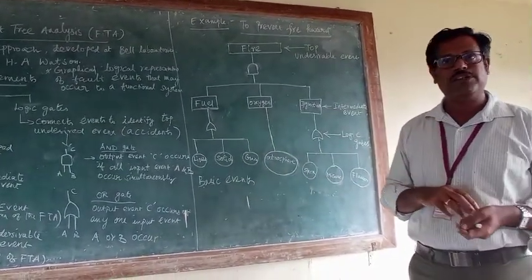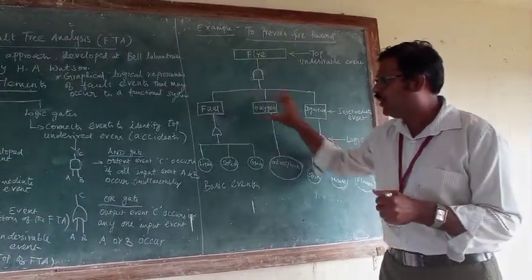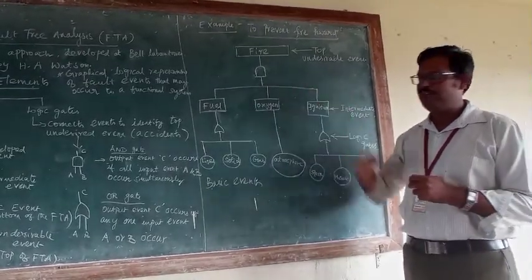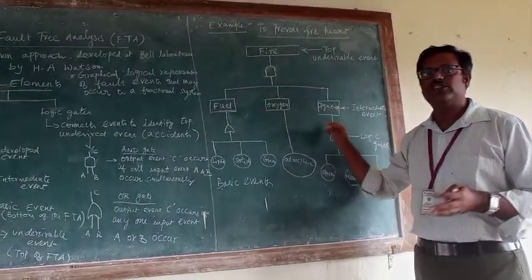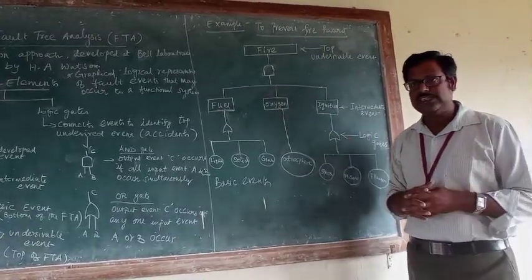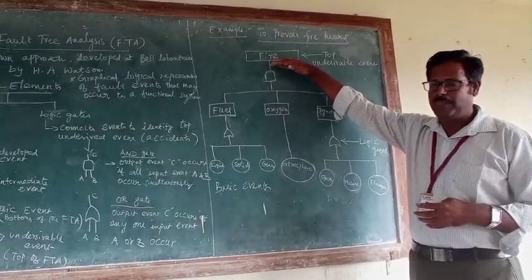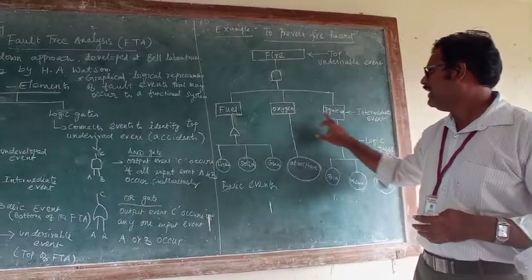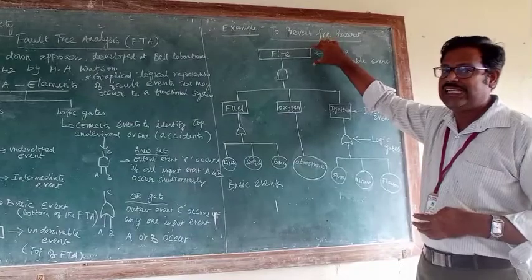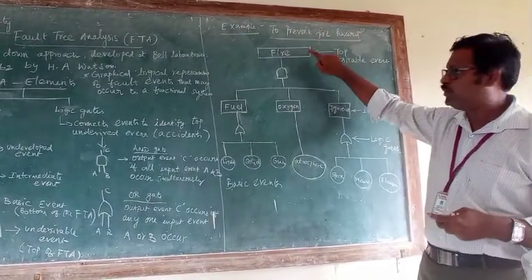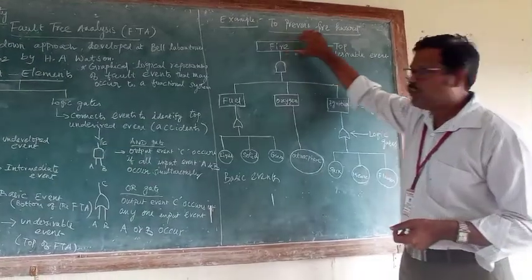So we already know about the fire triangle. In the fire triangle, these are the main three components. Without any one component, we cannot have a fire. For having a fire, all three components have to come together, and this makes the fire. So fuel, oxygen, and ignition. This fire is your top level undesirable event. This has to be avoided, so that's why it is made the top undesirable event.